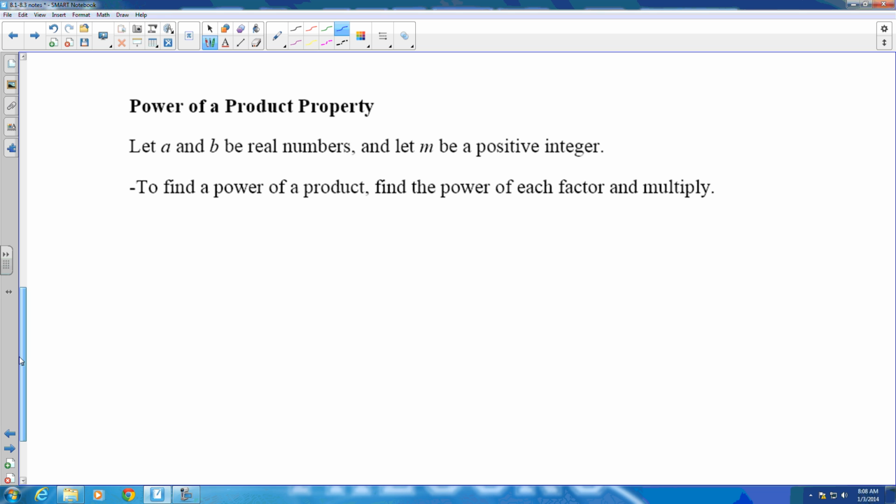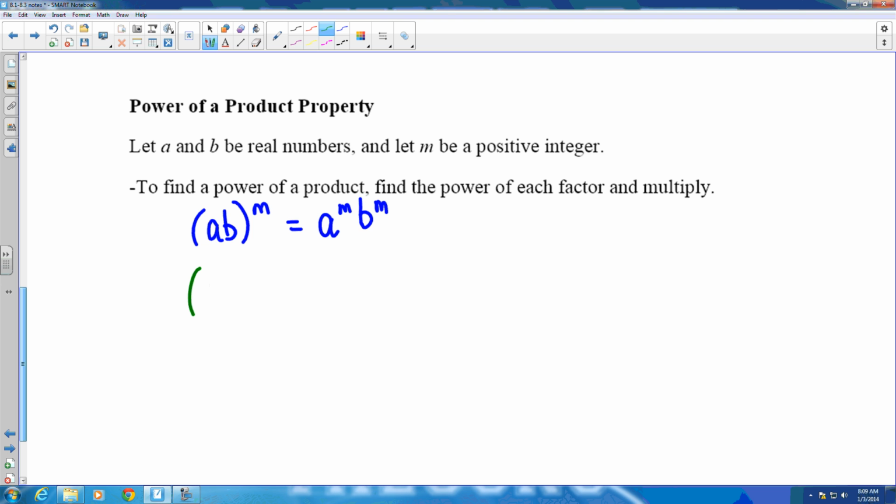Our next property is the power of a product. So if we have a product a times b, and that's being raised to the mth power, then we find the power of each factor on the inside and multiply. So that's a to the m times b to the m. So that's almost like doing the distributive property with the exponent to every term inside of our parentheses.